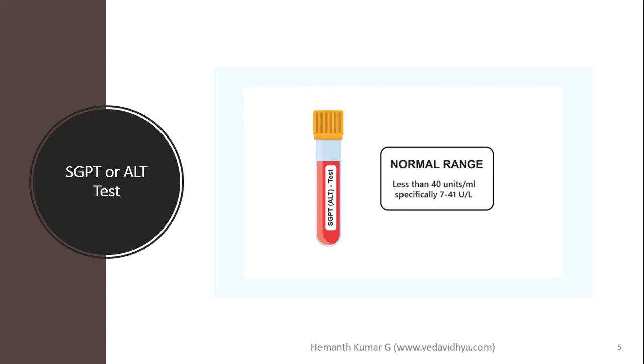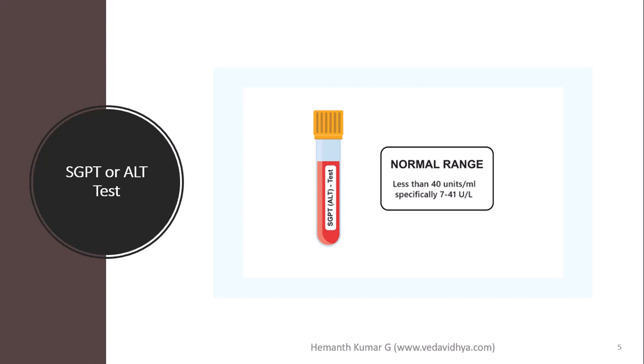So, what do the test results mean? Generally, the normal range for ALT is under 40 units per liter. But like AST, this can slightly vary. Specific ranges are often between 7 to 41 units per liter. Elevated levels of ALT in the blood can be a sign of liver damage or dysfunction. This could be due to various reasons such as viral hepatitis, fatty liver disease, or other forms of liver injury.